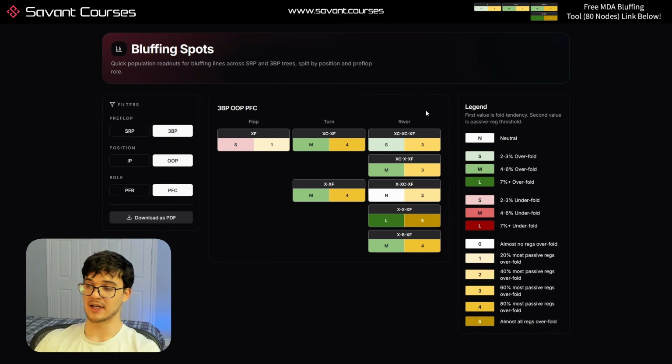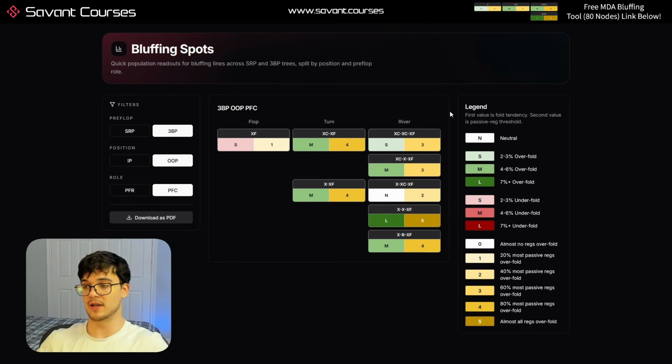If you overbluff against every single player, you are going to make EV in the long run because there's a small overfold, but you can make so much more EV by not bluffing against 50% of the more stationy players. That's why it's so helpful to know what percentage of regs are going to be overfolding in the spot. Some bluffing spots are almost always going to work, regardless of the player type. Others, you have to be way more careful.